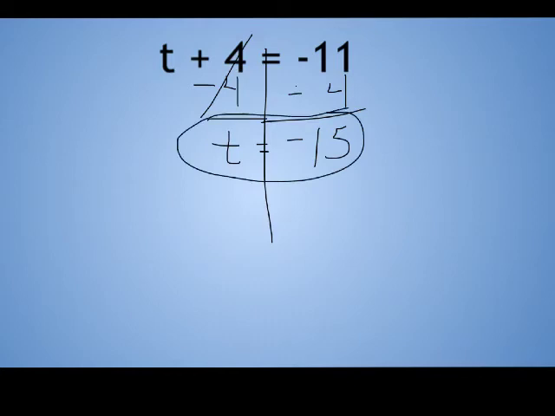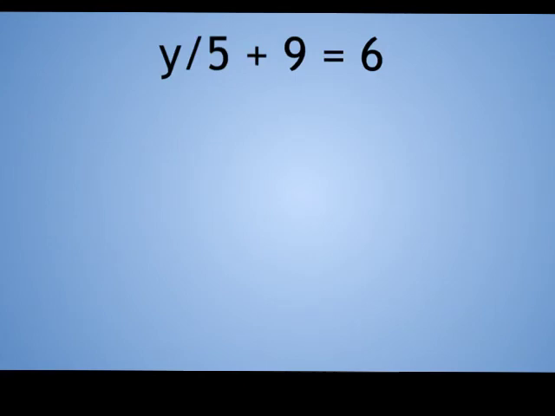Alright, just a couple more examples. This problem says y over 5, which remember, y over 5, like a fraction, written this way. This is how it'll look on your worksheet. It just wouldn't format that way on here. y over 5 means y divided by 5. So that's what that means. y divided by 5 plus 9 equals 6.